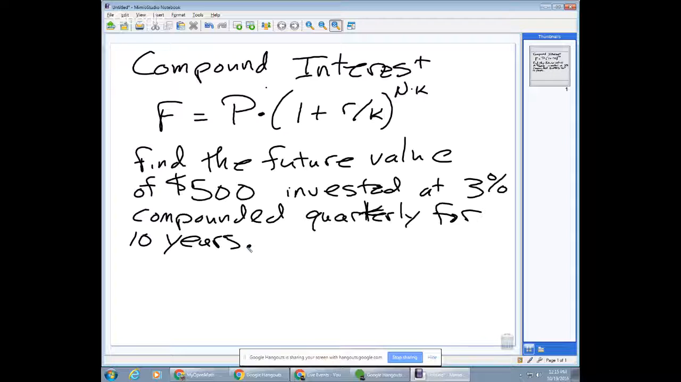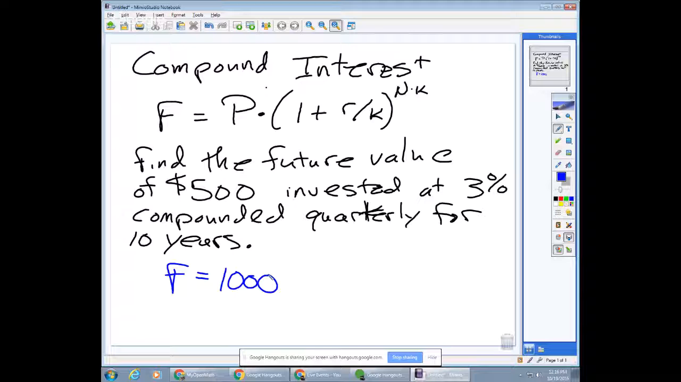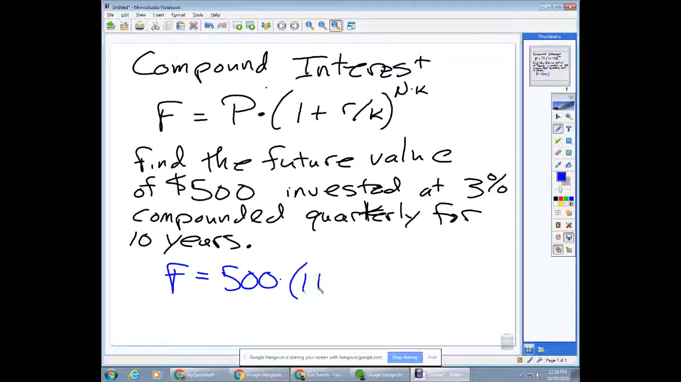So let's just plug in what we know. We want to try and find the future value, so that just gets to stay F. We do know the present value, that's the 500. So we got F equals 500 times 1 plus 3%. On a computer, you can type 3% and get away with it. On most calculators, you can't. You'd have to convert that to a decimal, which would be 0.03.